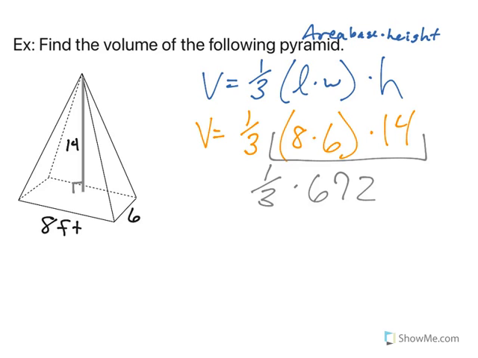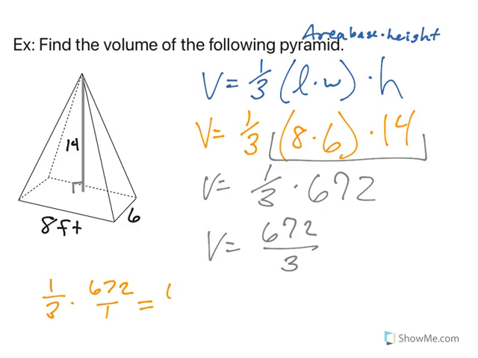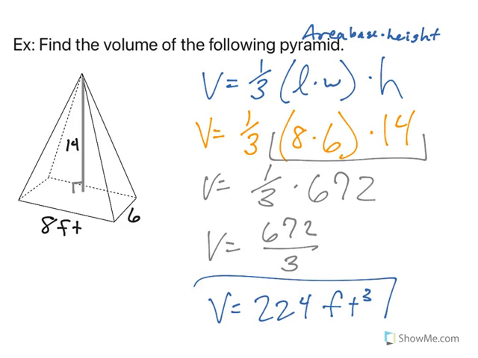Now remember, multiplication is commutative, meaning you can do it in any order you want. It doesn't matter. That's why I multiplied my 3 whole numbers together. And now I'm going to use the idea that 1/3 times 672 is the same as 672 over 3. I know that because if I make 672 a fraction by putting it over 1 and then multiply across, I get 672 over 3. That's why this works. Okay, so now I take my calculator, I take 672 and I divide it by 3, and my volume is 224 cubic feet. Volume is in cubic units.